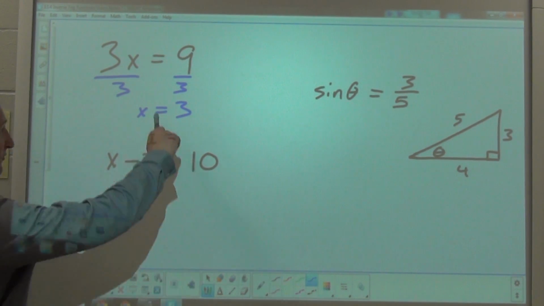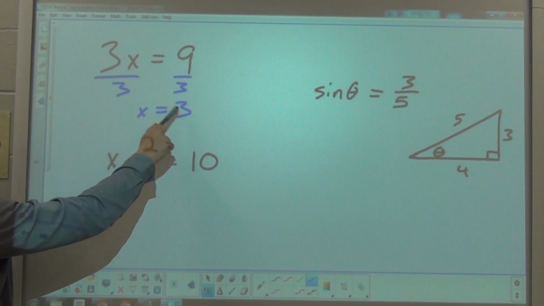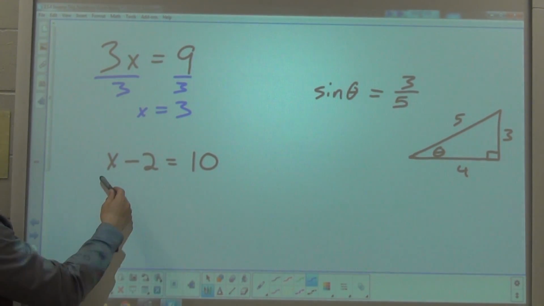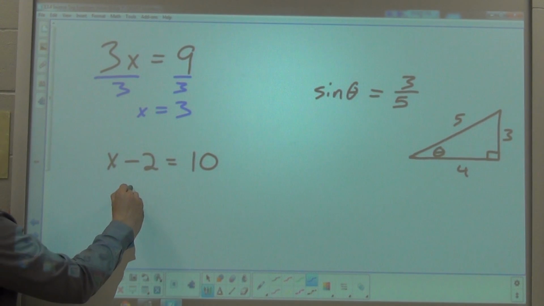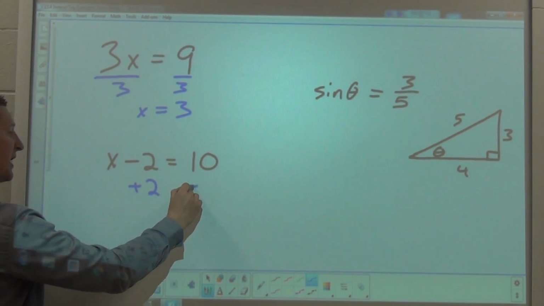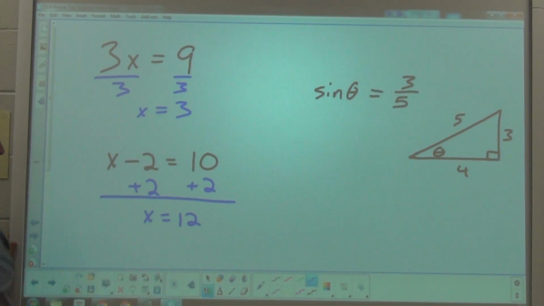So I perform an inverse operation to both sides. I get my variable by itself and I get an answer. Same here, x minus 2 equals 10. Well, I'm subtracting. The inverse operation would be addition. So I add 2 to both sides and x is equal to 12.